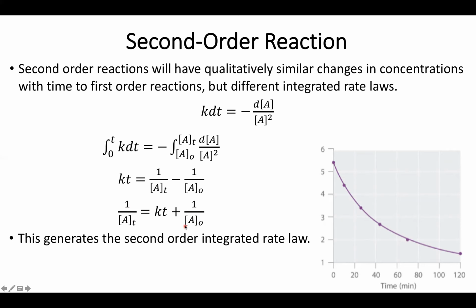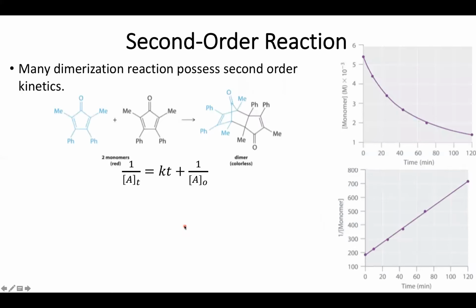And just like previously, it means we can go ahead and obtain information such as our rate constant by plotting a straight line. So one of the classic cases that you find in a lot of second order reactions is the dimerization reaction, where you have one reactant or monomer, and it can go ahead and react with itself to produce a new product, in this case, a dimer. And this reaction is kind of fun as it goes from red to colorless. So it's easy to track the concentration of our reactant.